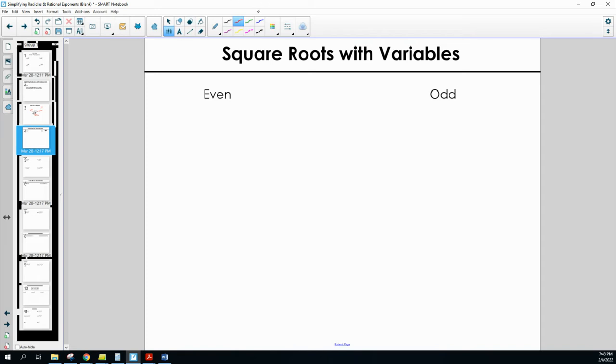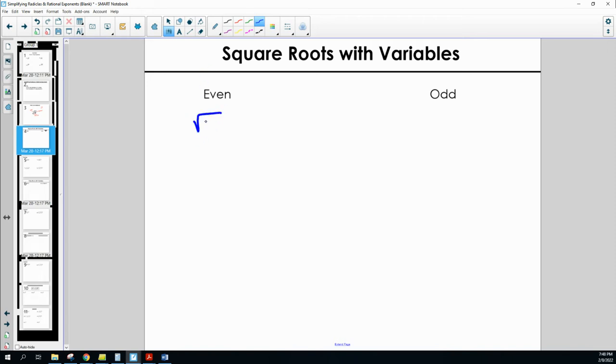So we're going to look at a couple of different types of roots, and the first one's going to be the square root. Square roots are what we're kind of used to seeing. That's where your index is going to be 2. So what we're going to do is break this into two different types, and we're going to say that our exponent can be even or can be odd. So let's focus on the even exponents first.